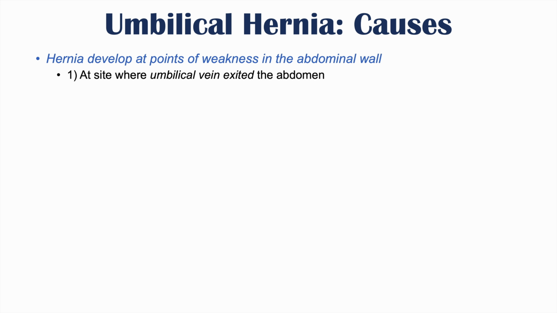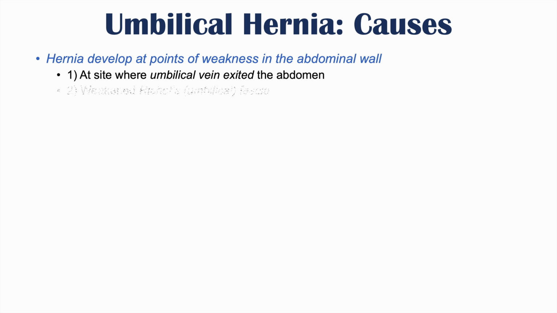One is at the site where the umbilical vein exited the abdomen. During development, when a baby was in utero, they have an umbilical cord that comes from their belly button, and there is one vein that comes out that connects to the placenta. Where that umbilical vein exited the abdomen, this is a location where there may be a weakness or an increased risk for a weakness occurring in this area.